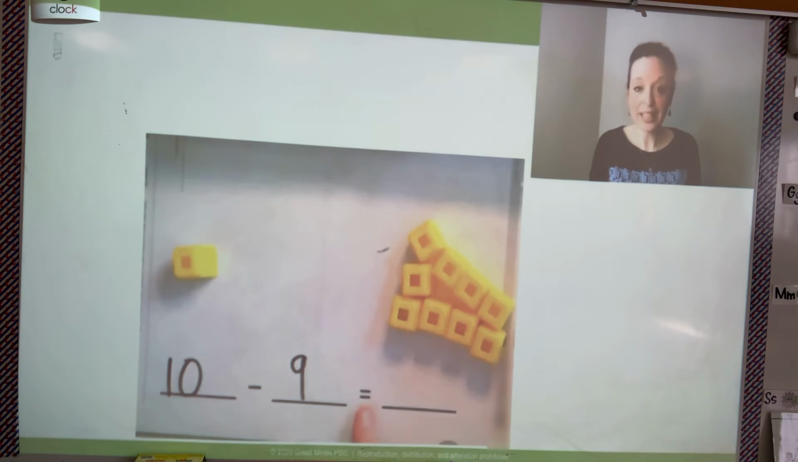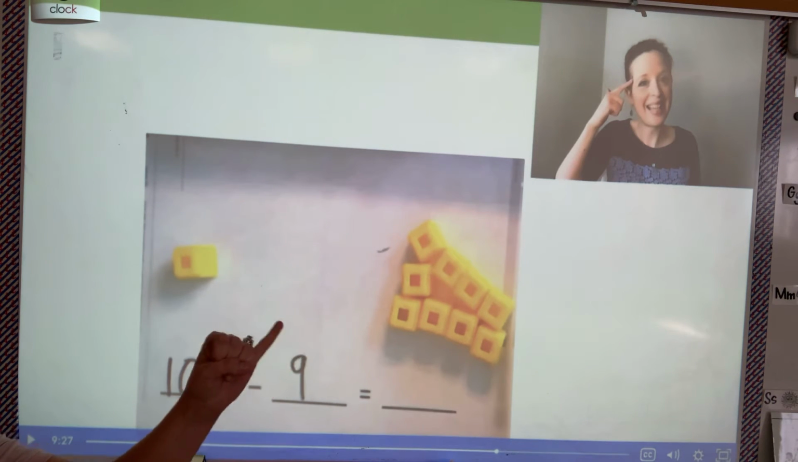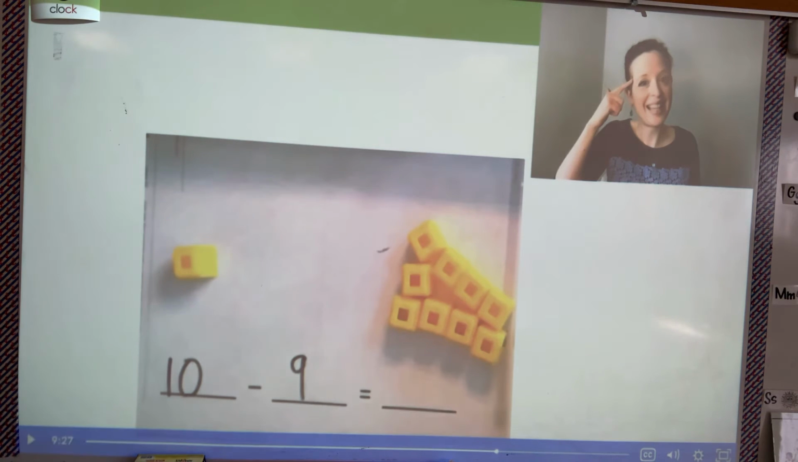Next we have the equals sign, which means is the same as. 10 take away 9 is the same as what? How many cars were left? Think. How many cars were left? Show me with your fingers. How many cars were left? No. How many cars were left? Show me with your finger. Yes. 1. 1 little car is left.